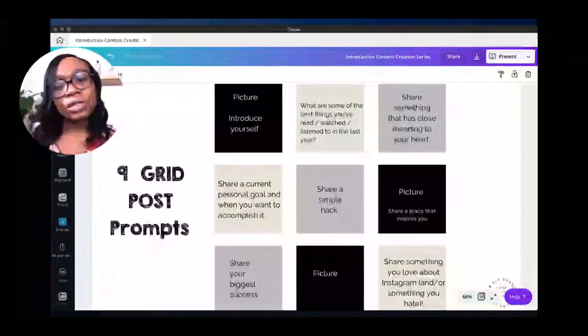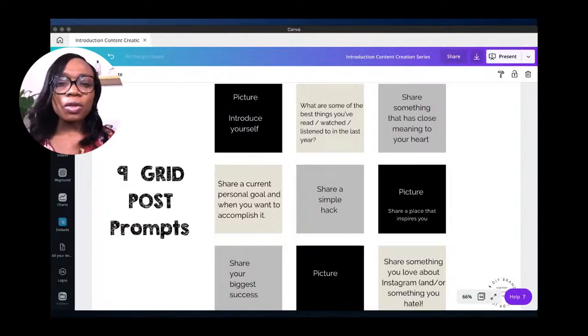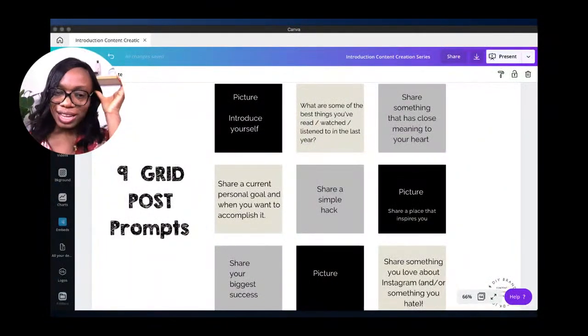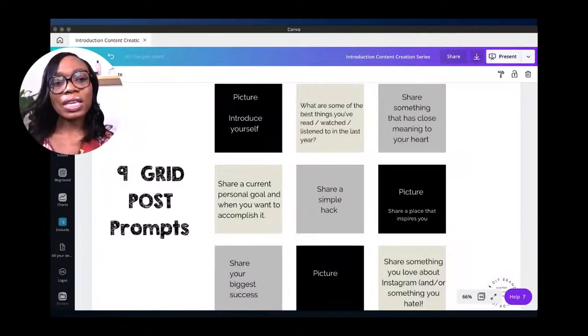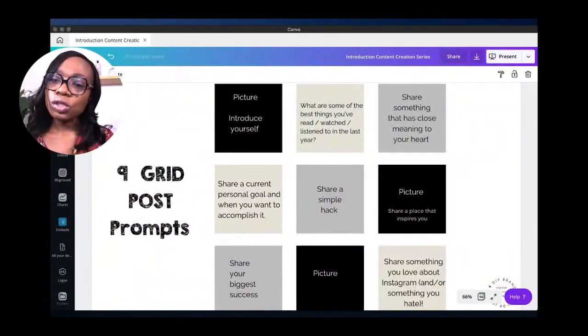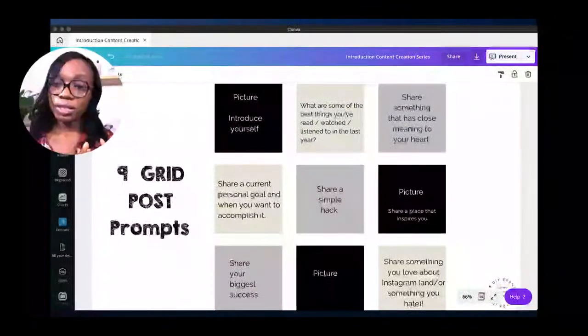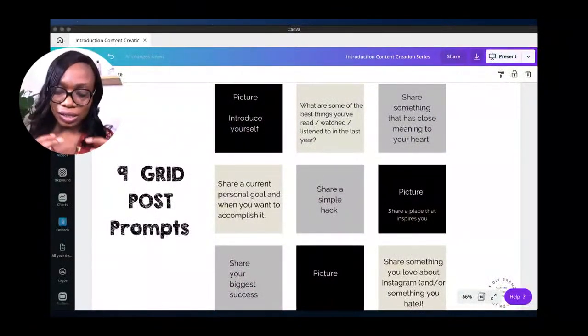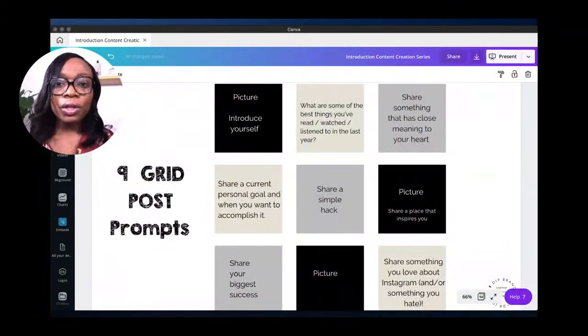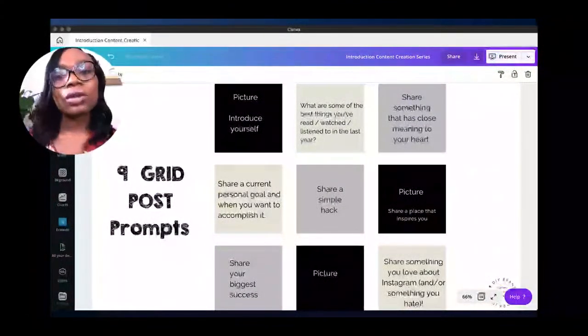Share something that has close meaning to your heart. It could be your values, your passions. Share something that has close meaning to your heart, because we said this is a getting to know you. We are personalizing your brand. We are making people connect with you more. We're not talking about promotions yet. Week 1 is a get to know you. Let them know who you are, what your brand stands for. So share something that has close meaning to your heart.